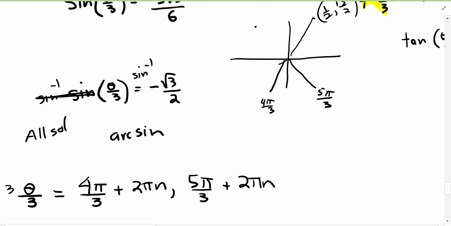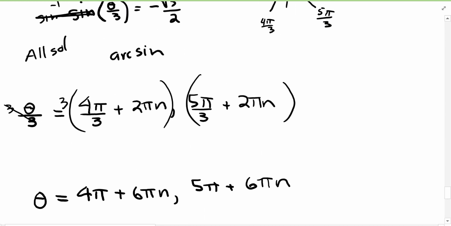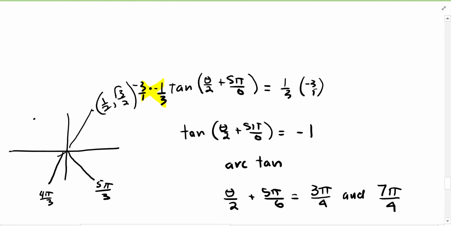Now we need to multiply everything by 3. And when we do that, theta is going to equal 4 pi, since that will cancel, and 3 times 2 pi n is 6 pi n. When we multiply the other by 3, that becomes 5 pi plus 3 times 2 pi n, which is 6 pi n. And let's see if there's another one over here that we need to do.